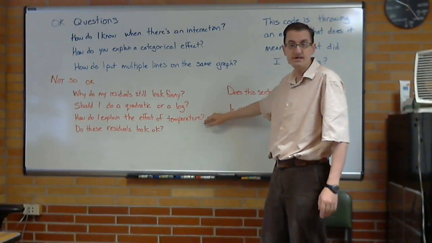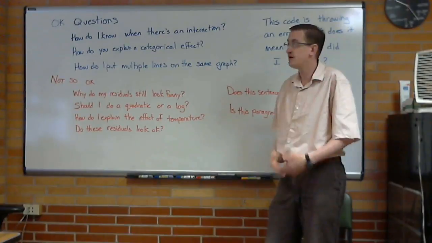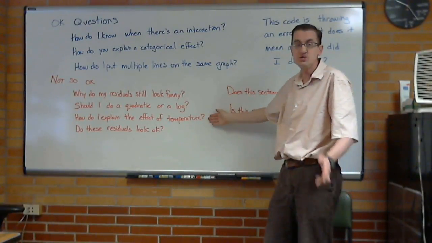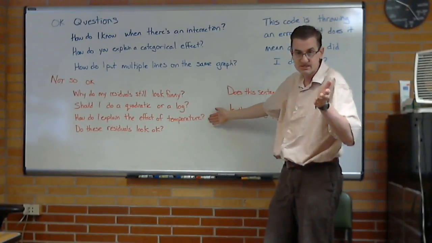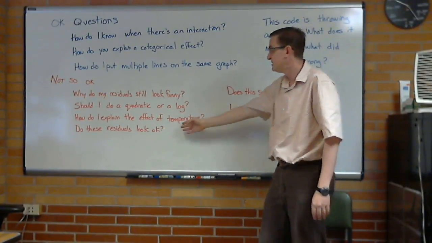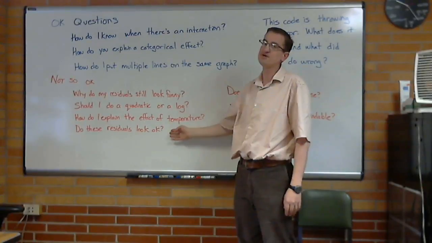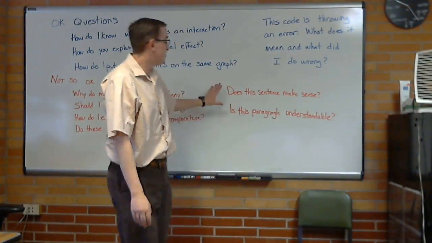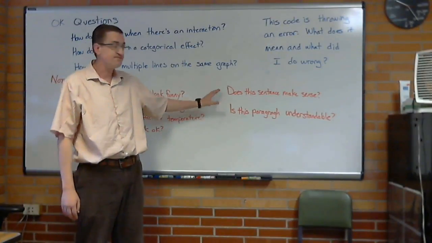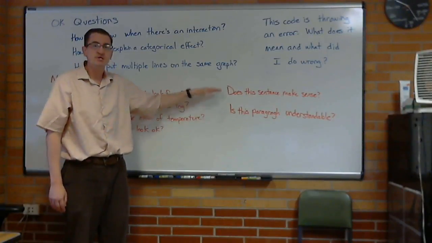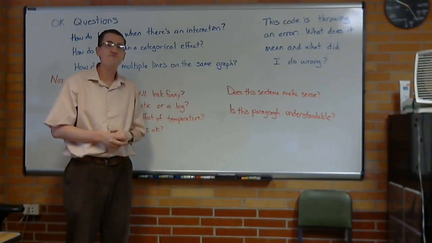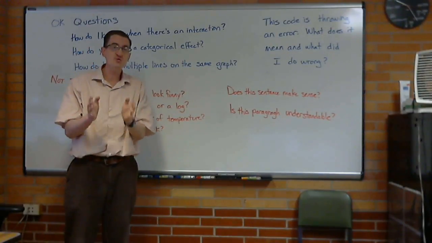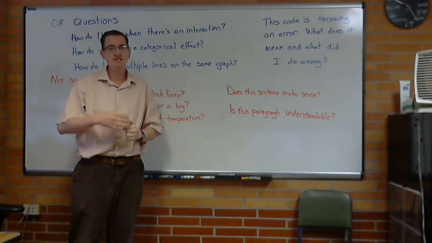How do I explain this particular effect? Well, I can talk to you about how to explain categorical effects in general, but not your specific example because it's your final project. Do these residuals look okay? That's a very common question. You have to be able to make that judgment call. Now over here, these two are a little different. If you're asking someone to help you rewrite it or fix what you have said that's wrong, then that's not okay because you need to show that you know how to talk about it, not that somebody else knows how to talk about it.